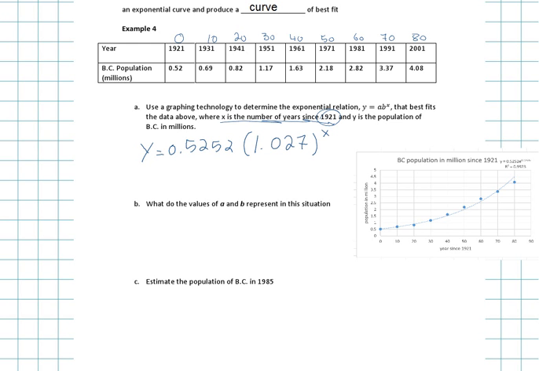What does the value of a and b represent in this case? So what's the value of a? 0.525. So what does it represent? So the initial population, or the population in what year? 1921. Yeah. So the population of BC in 1921, which is 0.5252 million.